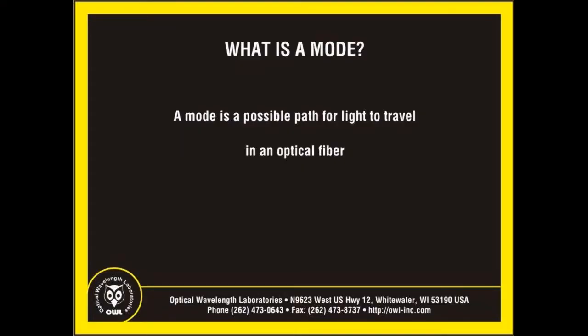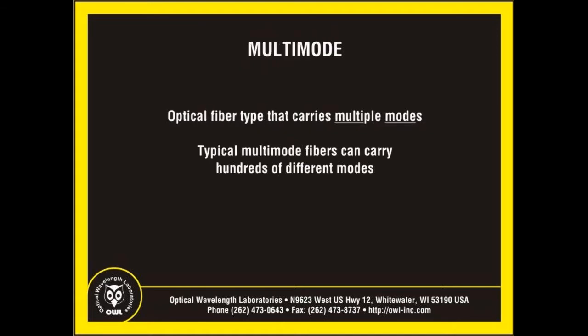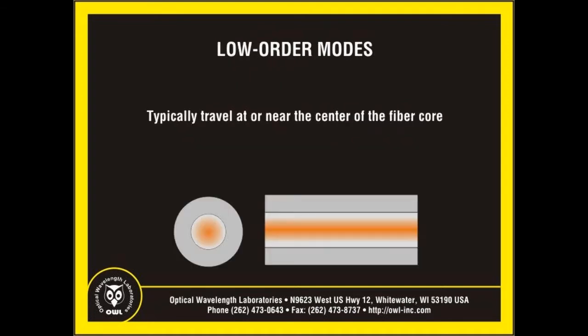For clarification, a mode is simply a possible path that light can travel in an optical fiber. Multimode, as the name implies, carries multiple modes, usually numbering in hundreds. Some of these modes are useful for transmitting light, and others are not. Light traveling in low-order modes is useful because it travels at or near the center of the fiber core and is thus more likely to travel the full length of the fiber link.